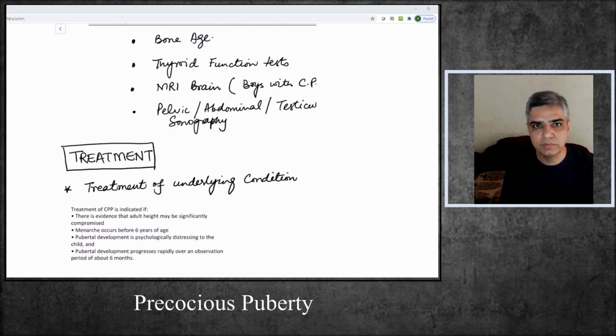So we'll just observe them and we would follow them. If while following them up they meet one of these criteria, we would treat them. If not, we will just leave them and observe them. So that is the crux of treatment these days: the treatment has become very conservative, and the trend is not to treat unless there is evidence of menarche before 6 years of age, it is socially and mentally very distressing for the child and the family, or the progression is very quick. If the progression is very quick over 6 months, you have to treat it.